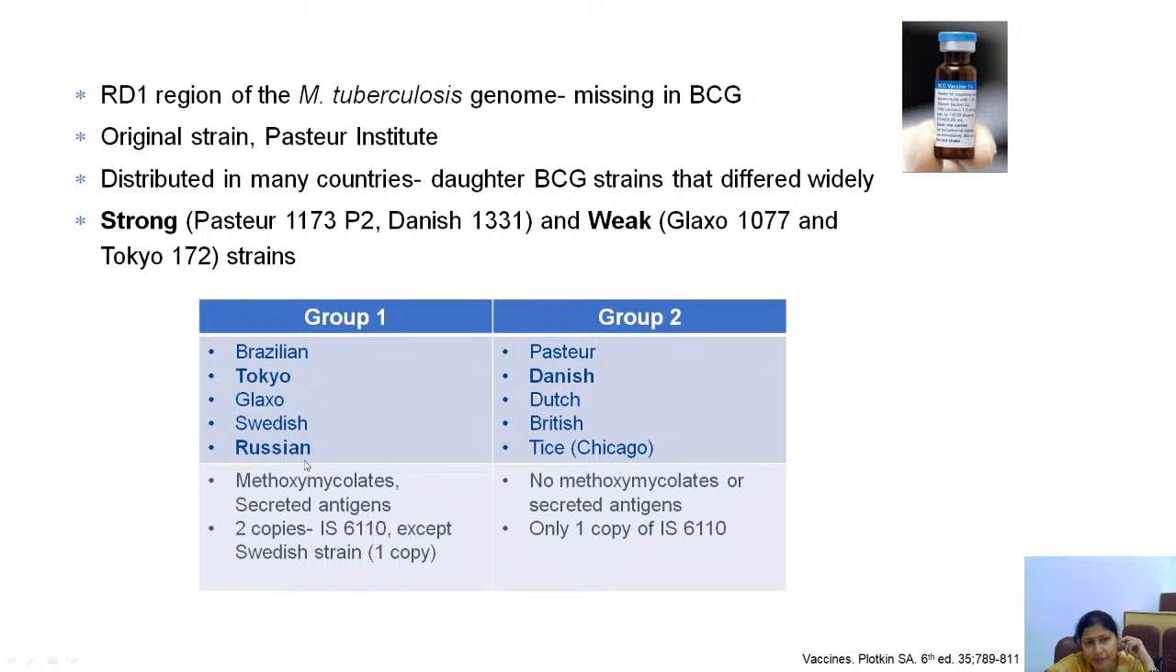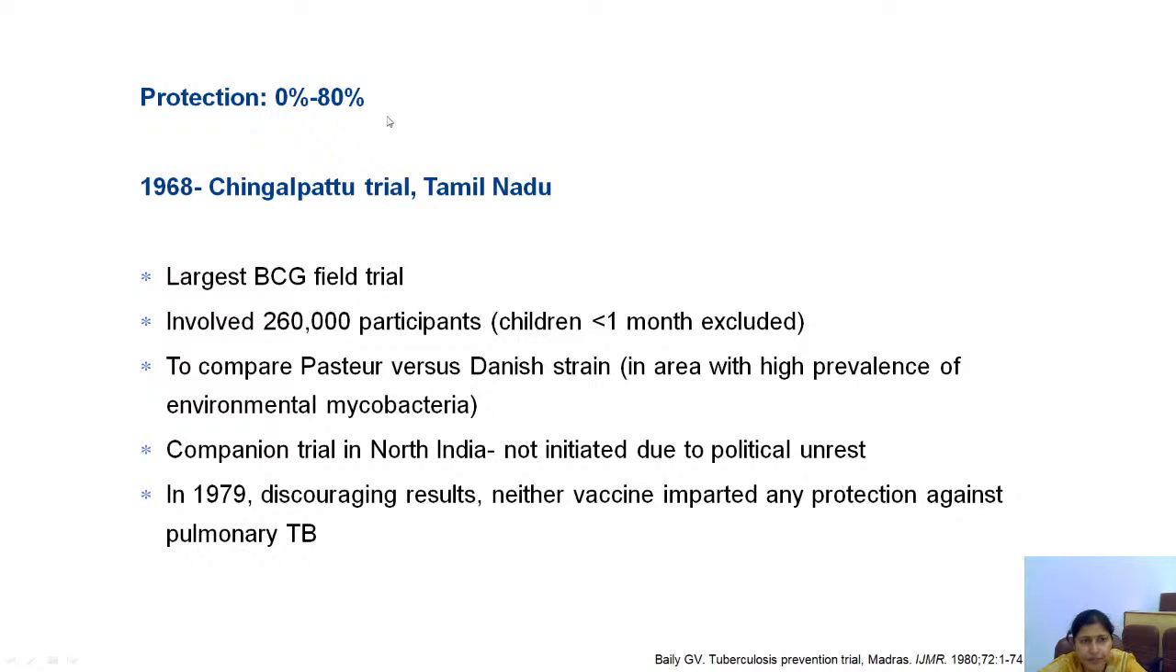Group 1 is a weak strain and group 2 is a stronger strain. Okay, so these are the differences. It is not needed to remember these differences. However, you must know that from the original strain, daughter strains were distributed globally, and different strains spread widely. As I told, the protection rate varies from 0 to 80%.